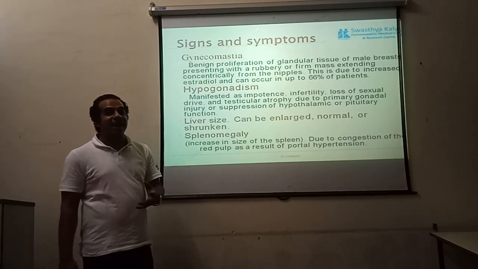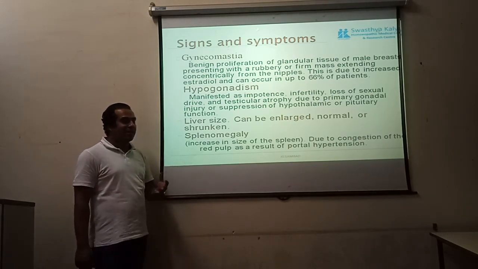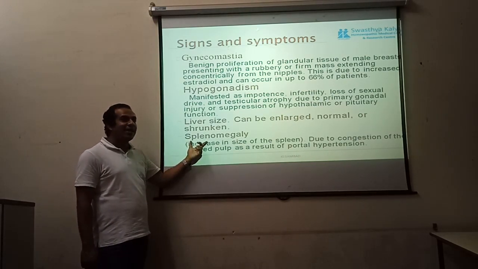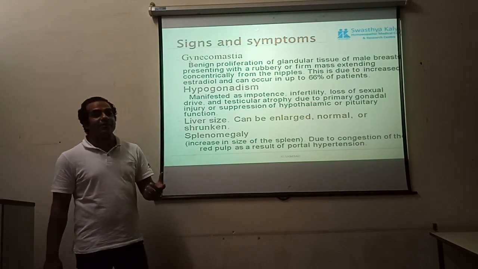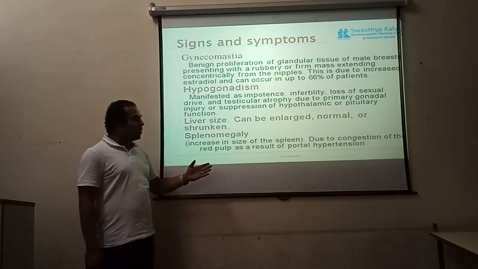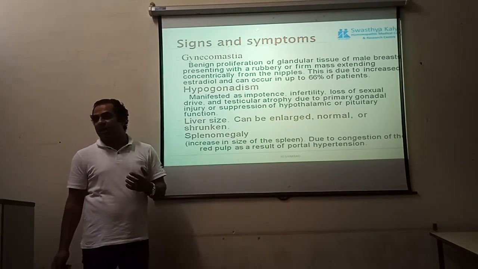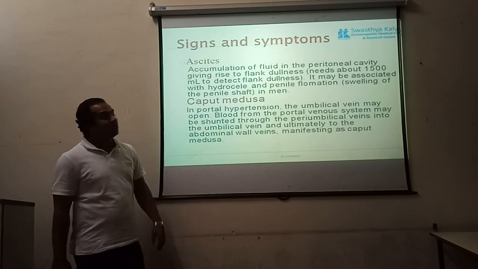Splenomegaly is one of the other findings that we will find in liver cirrhosis. Increase in the size of the spleen is known as splenomegaly. You can also relate the term hepatomegaly. Hepatomegaly means increase in the size of the liver, and splenomegaly is due to congestion of red pulp as a result of portal hypertension. We will discuss portal hypertension later.